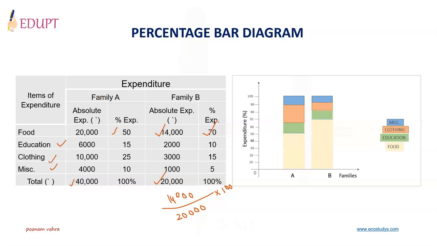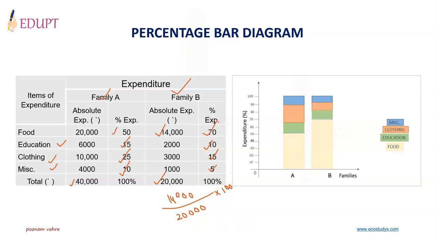In the same way, one can find percentage of amount spent on different items, education, clothing, miscellaneous, by family A as well as by family B. So by finding percentages, we get 50% spent on food, 15% on education, 25% on clothing, 10% as miscellaneous expenditure so far as family A is concerned. In the case of family B, the corresponding values are 70% for food, 10% education, 15% clothing and 5% as miscellaneous.